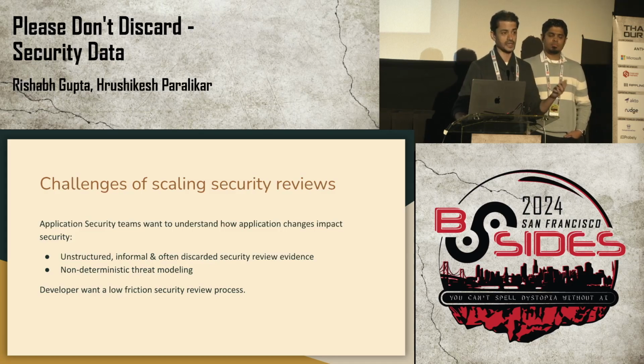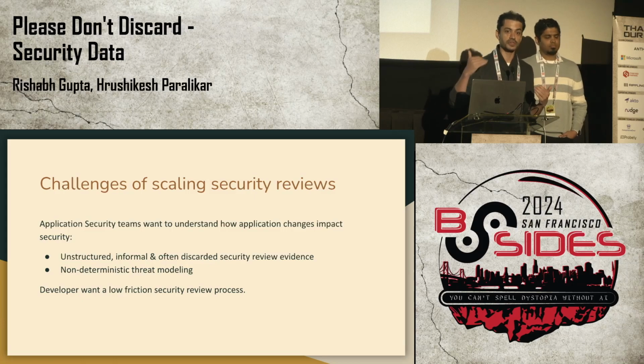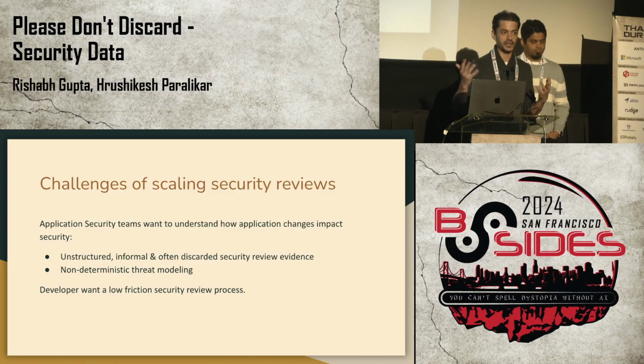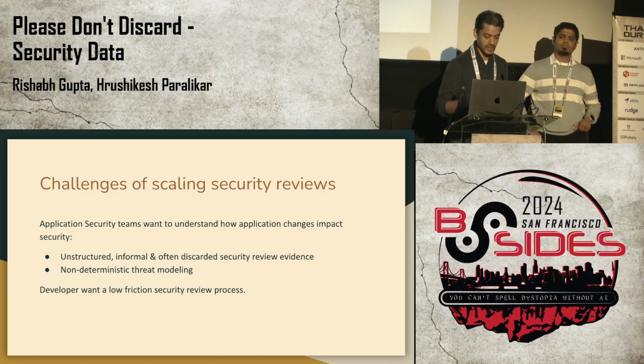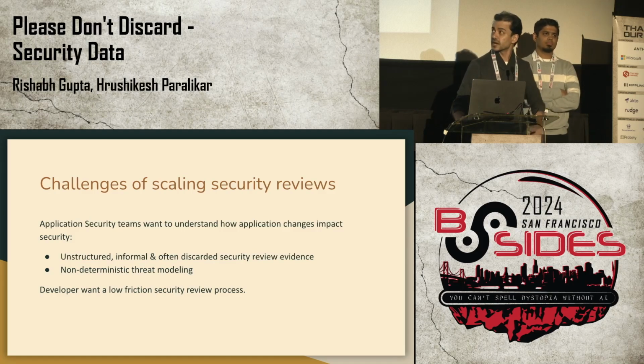The other part of that is developers themselves, right? They don't want to take on additional burden. They want something that's fast, low friction, and they don't necessarily want to spend a day or two or a week thinking about security reviews. They want to be able to do this as quickly as possible. And so these are the challenges that we thought about solving, and that led to all the different decisions, right?